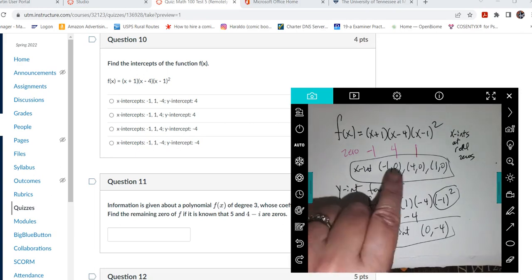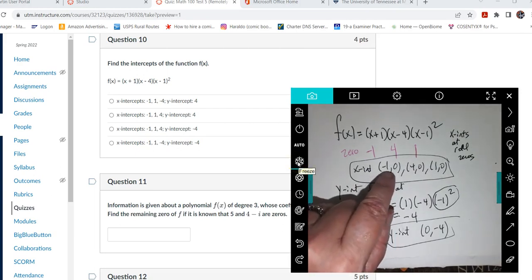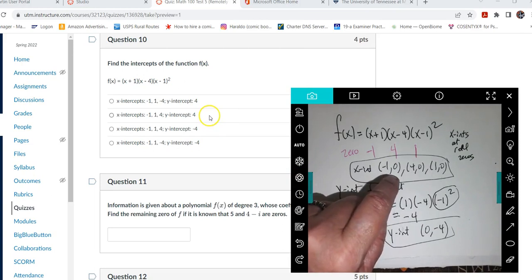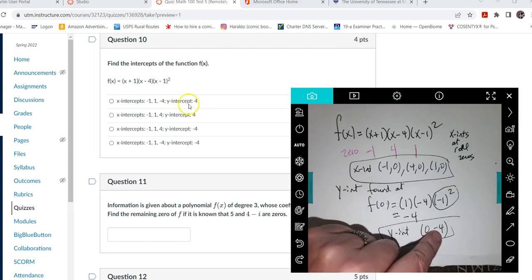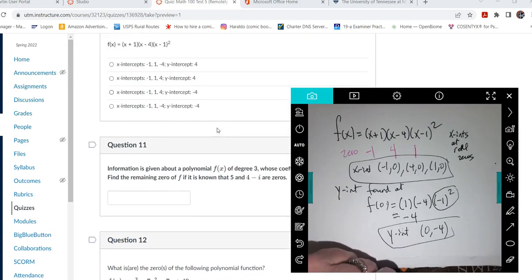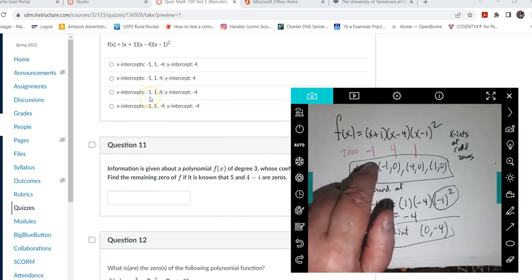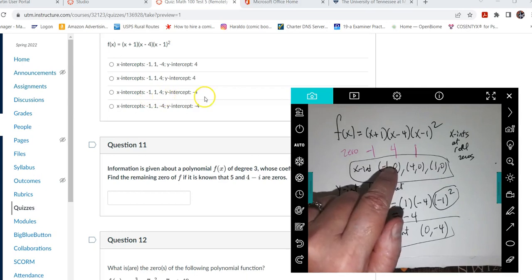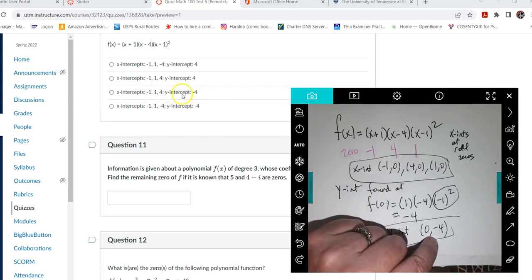Okay, now they've just given the values. So we have x-intercepts at -1, 1, and -4. But we have a y-intercept at -4, so that one's not right. This one says x-intercepts at -1, 1, and 4, that's not correct. We have x-intercepts at -1, 1, and +4, and then the y-intercept is -4. So this is going to be the one that's correct.